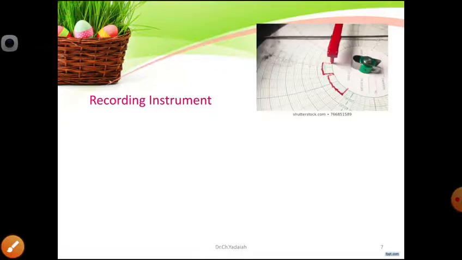Now coming to the recording instruments. As the name itself says, they record on a paper, on a graph paper, with the help of a pen, an ink pen or some other type of pen. Whereas the indicating instruments indicate the value at which you measure, after that the value may vanish to 0, but I want the value.